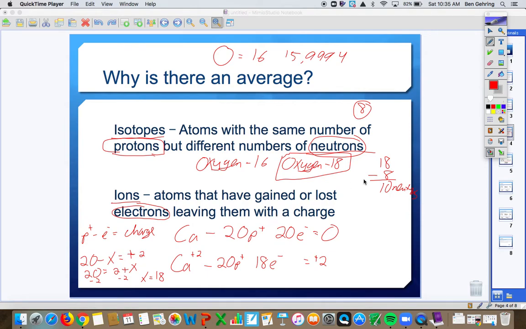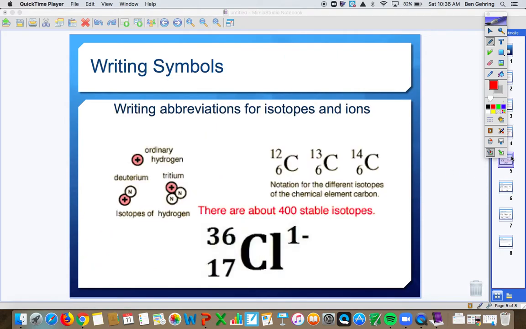Right? This is how we're going to write a lot of our notation. And with this, you see different isotopes of carbon. If you put this in your notes off on its own, X is going to be your element symbol.